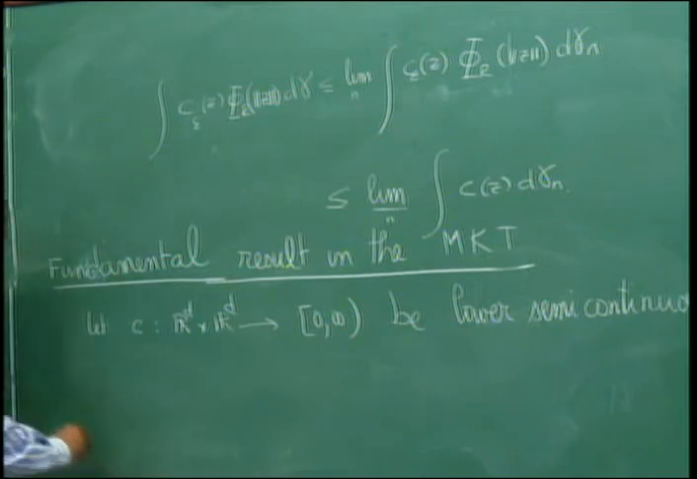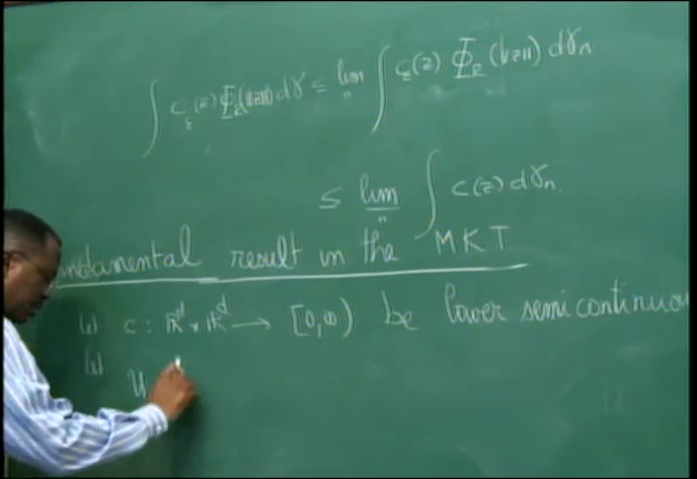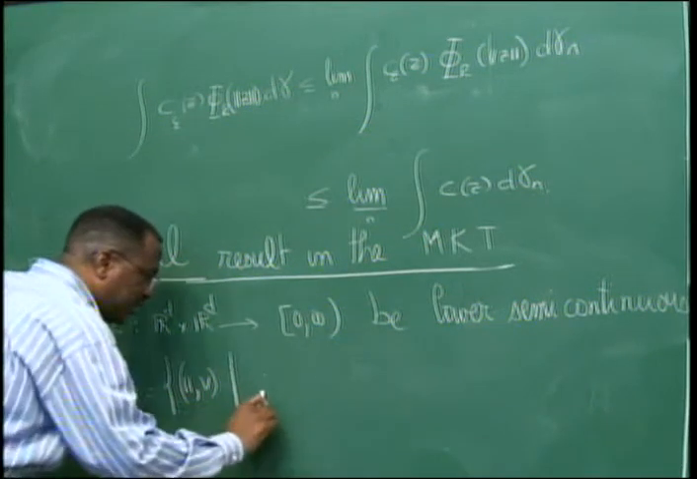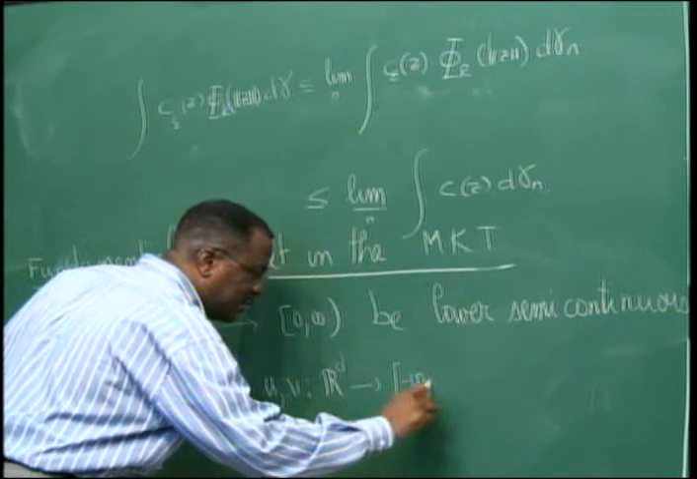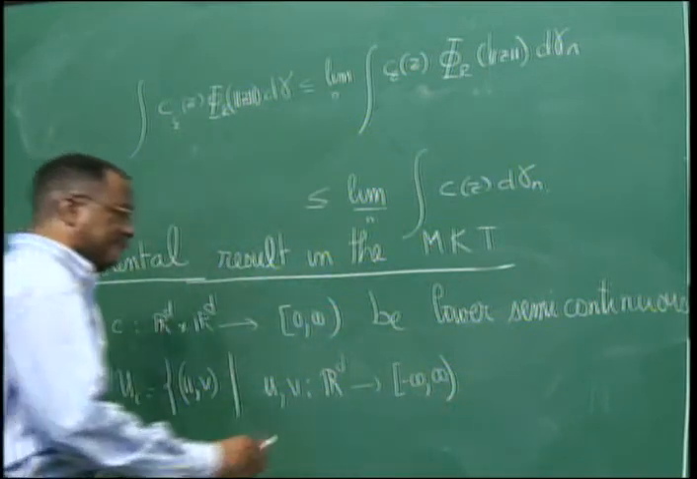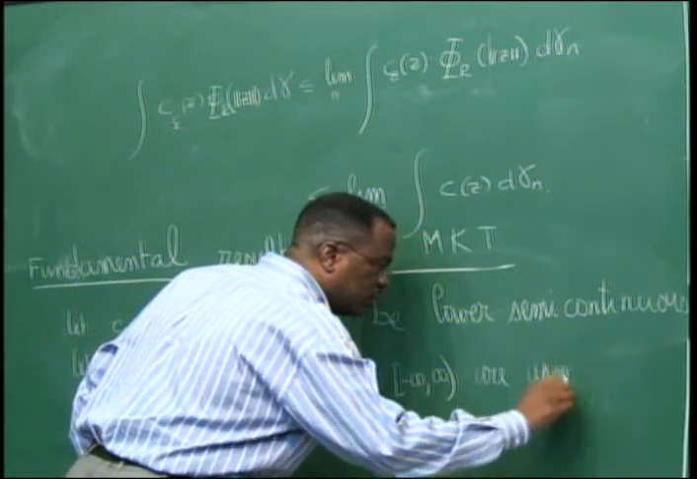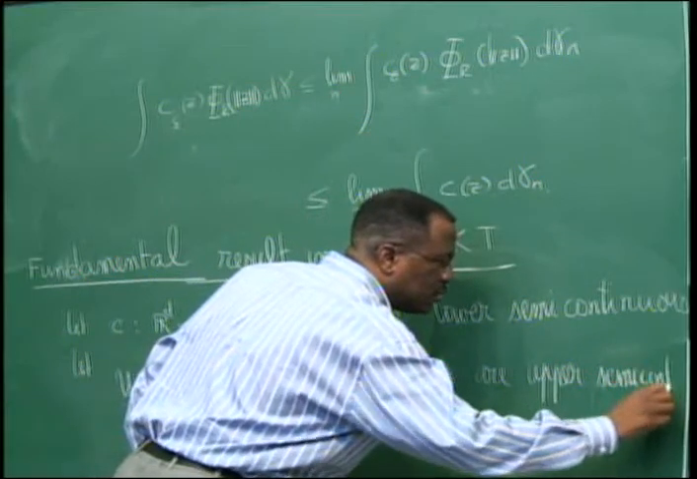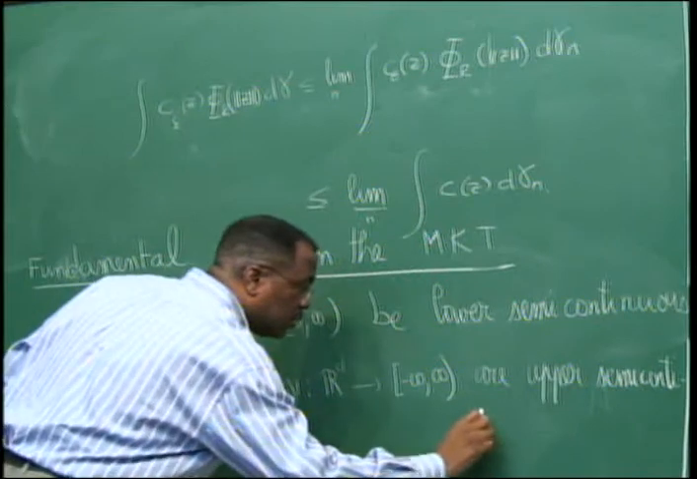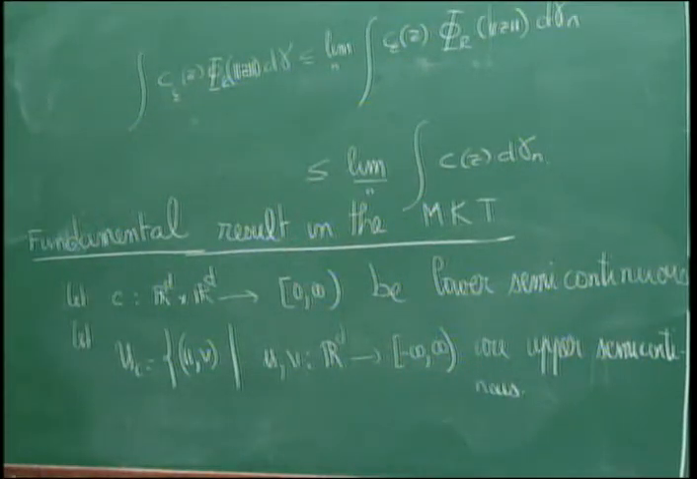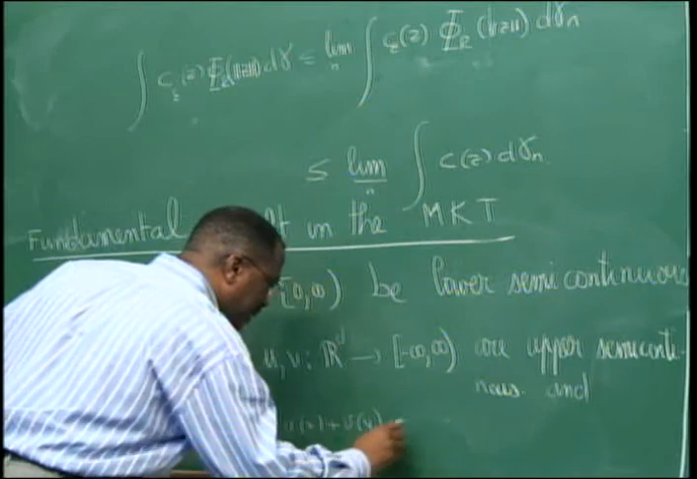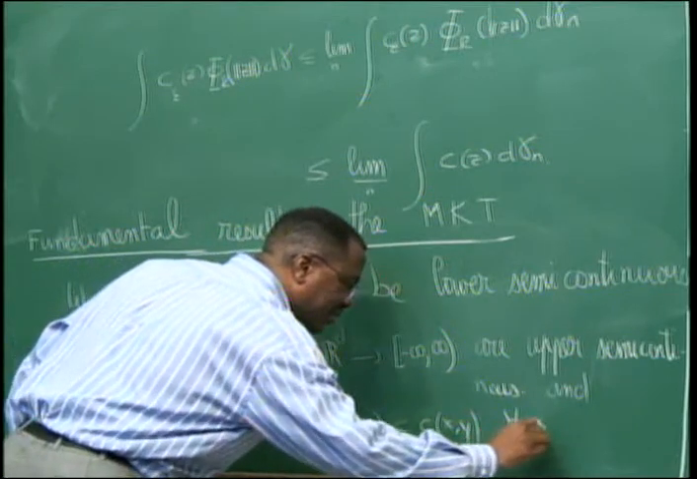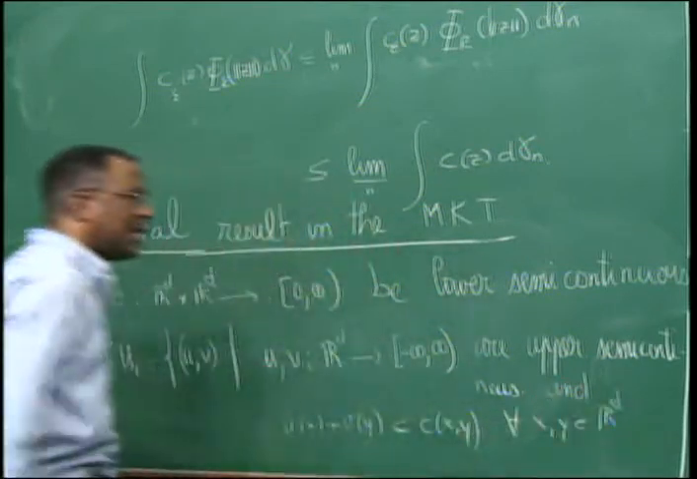Now construct the following sets. Let U_C be the set of functions u, v from R^d to negative infinity, infinity that are upper semi-continuous. So upper semi-continuous means negative u is lower semi-continuous. And you have the property that u of x plus v of y is less than C of x, y for every x, y in R^d.